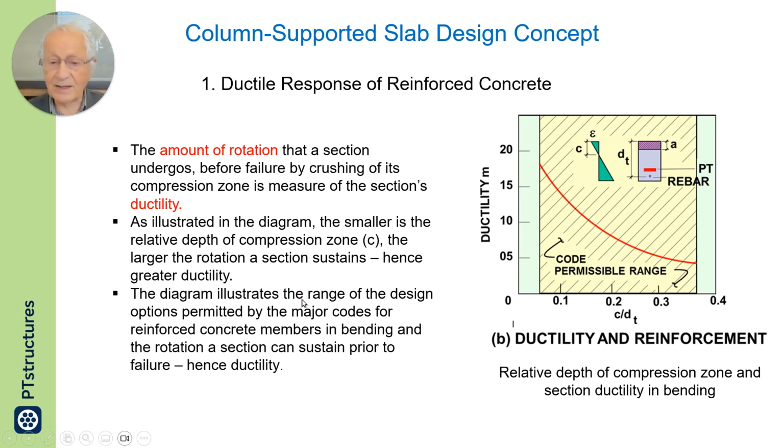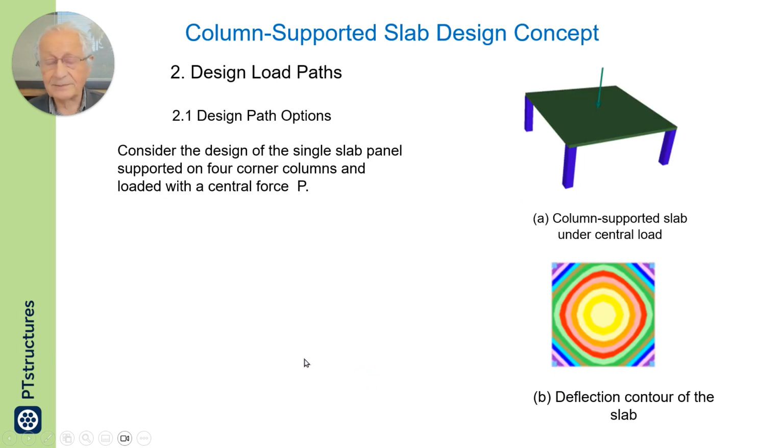Diagram illustrates the range of the design options permitted by the major codes, and that is the yellow region that is permitted by the code. And the rotation of a section that can be sustained prior to failure. Now let us move to another aspect, the next step.